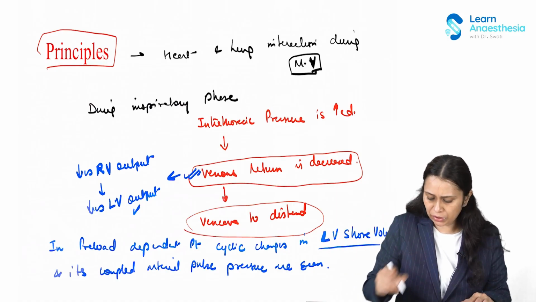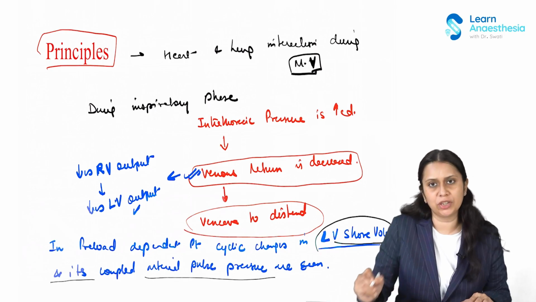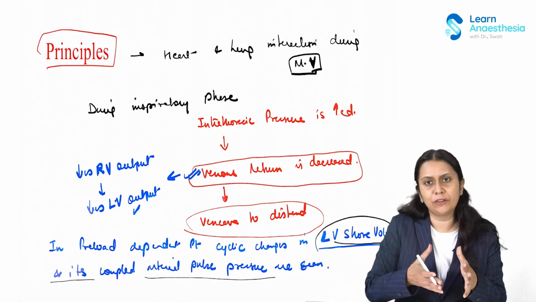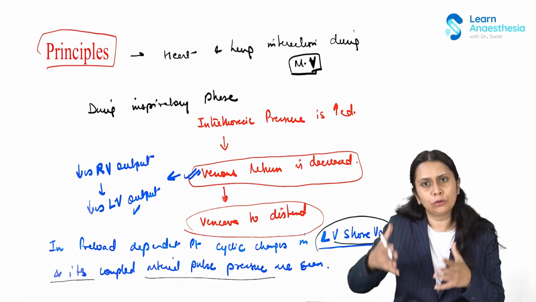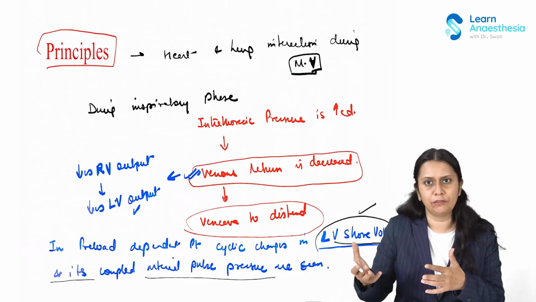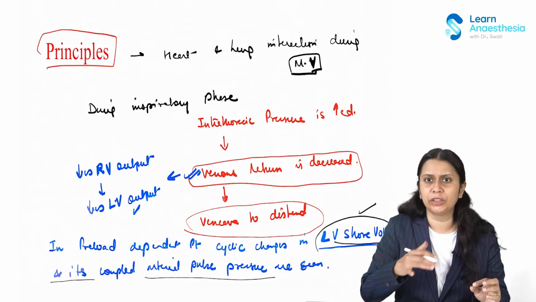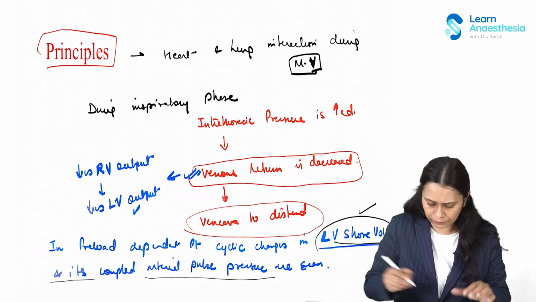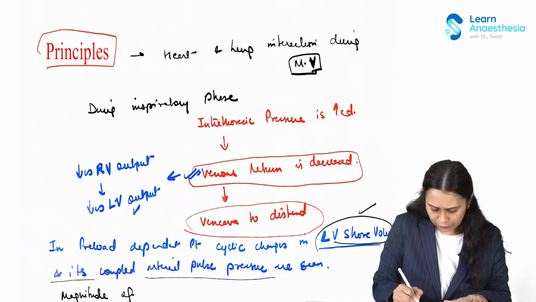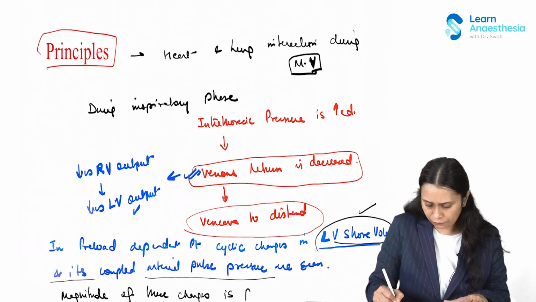So in a preload dependent patient, cyclic change in left ventricular stroke volume and its coupled arterial pulse pressure changes are seen. The left ventricle is responsible for maintaining the perfusion, so peripheral pulse pressure changes would also be coupled along with the changes in the left ventricular volume. The magnitude of these changes tells us about the responsiveness to the fluid, and is proportional to fluid responsiveness.